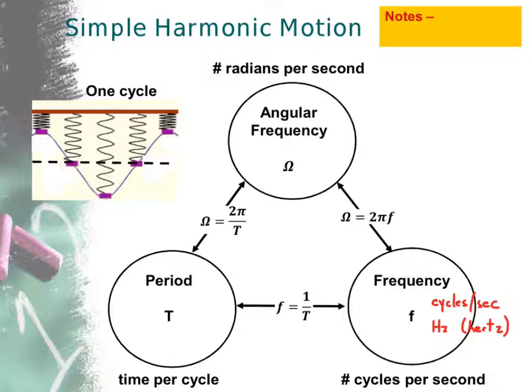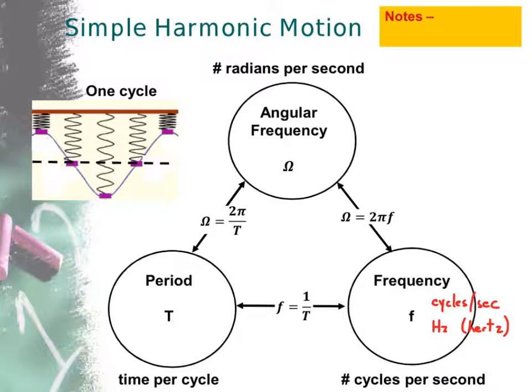You might see kilohertz and megahertz. Well, that's talking about thousands of cycles per second in the case of kilohertz, and millions of cycles per second in the case of megahertz. Well, we're never going to see a spring go that fast, but that's probably where you've seen it most often, on your radio.